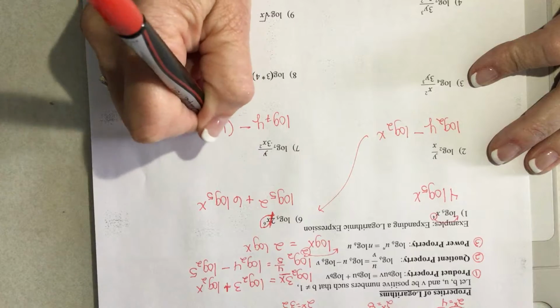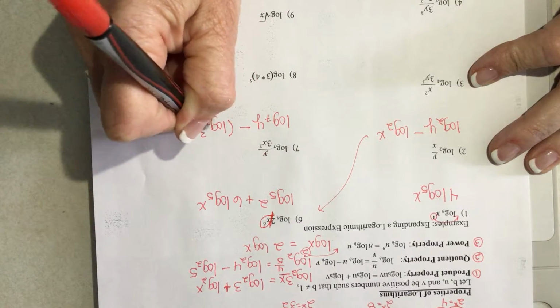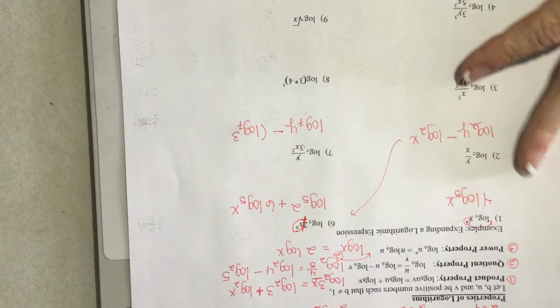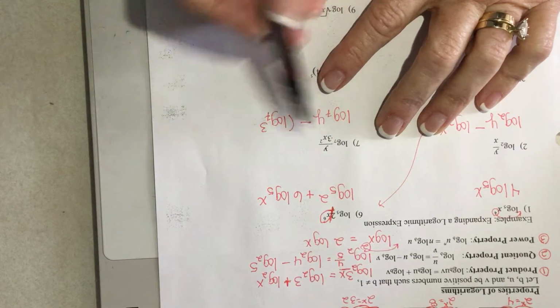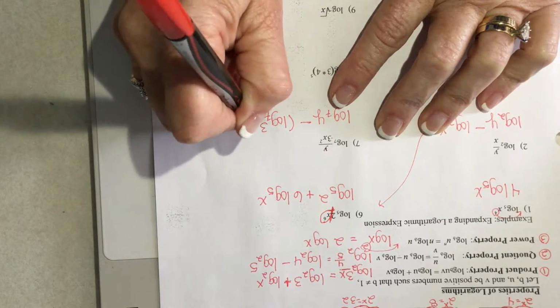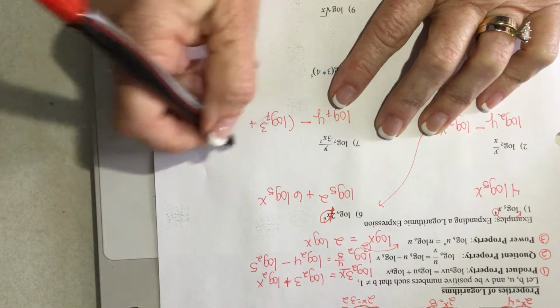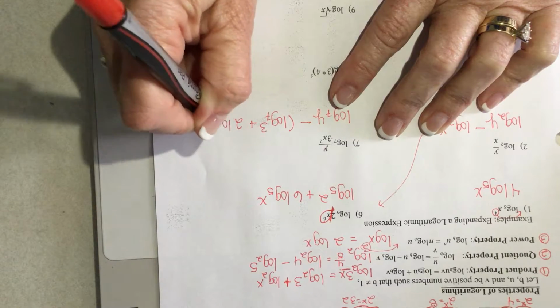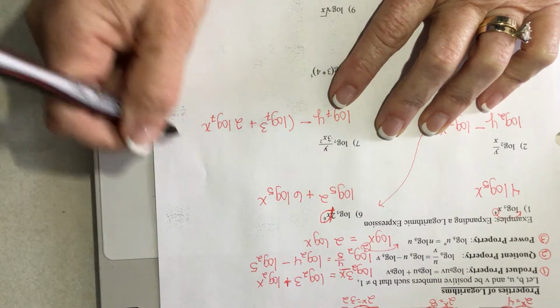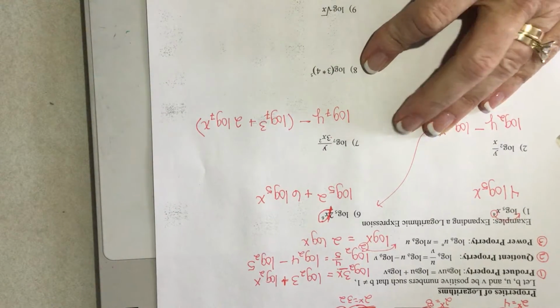So 3 gets its own log. It's being multiplied by x squared. So that's an exponent. Multiplication means addition. 2 goes out in front. Log base 7 of x. Close my parenthesis.